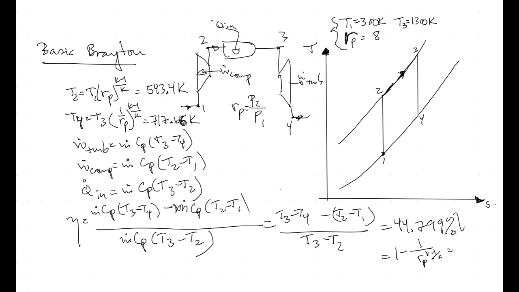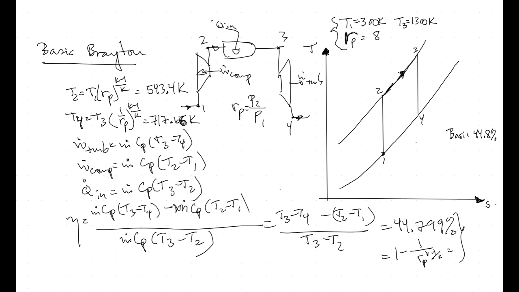So basically, let me just make a table. The basic Brayton cycle efficiency is 44.8%, like this. Okay, good.